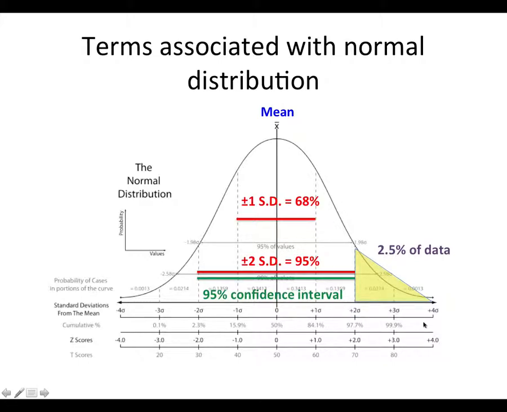Has anybody heard of tails before besides on animals? Tails basically, this is the outside of the data. This is where statisticians love, right? We love this little yellow area here, the tails, because this is where all the cool stuff happens, right? The unusual stuff, the things we don't expect.